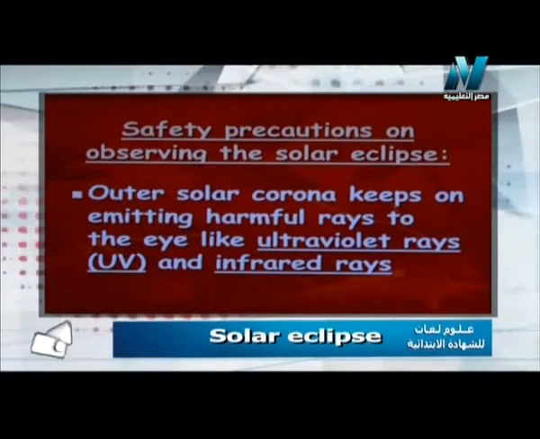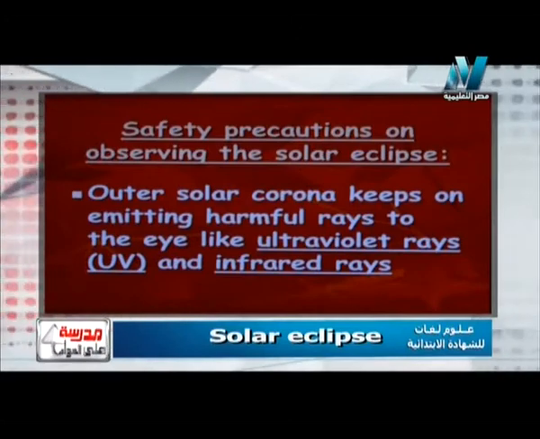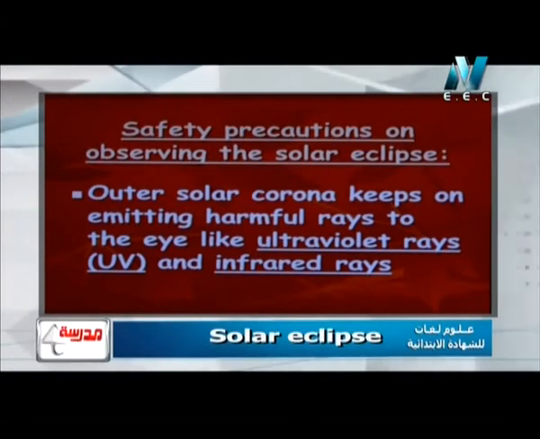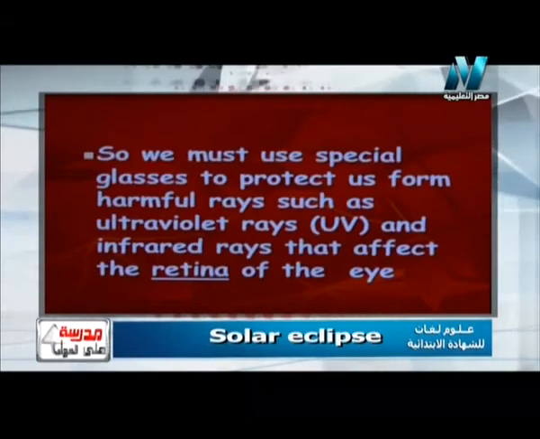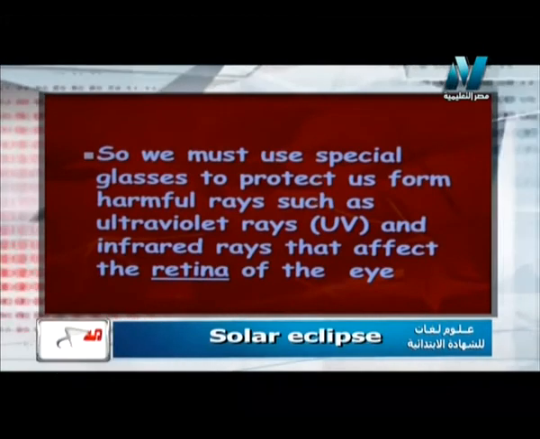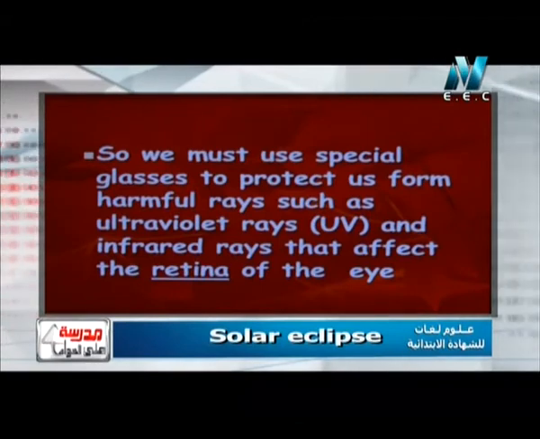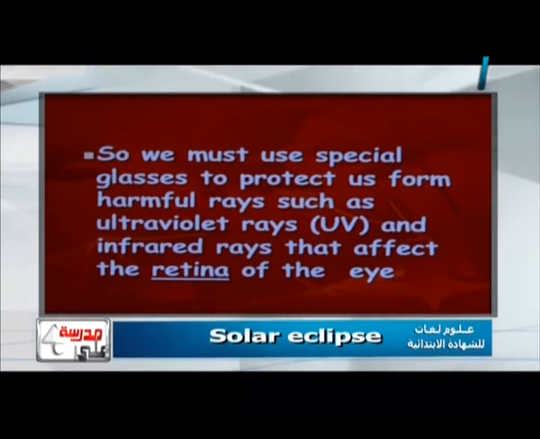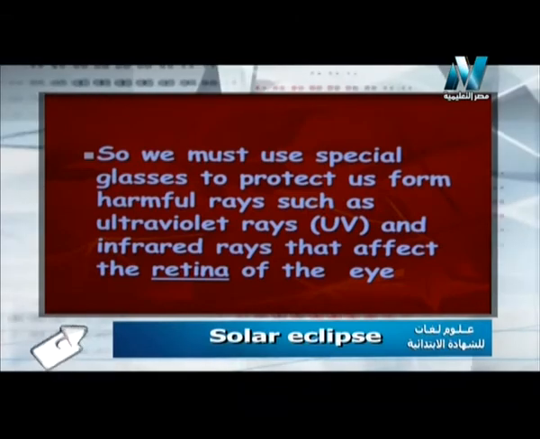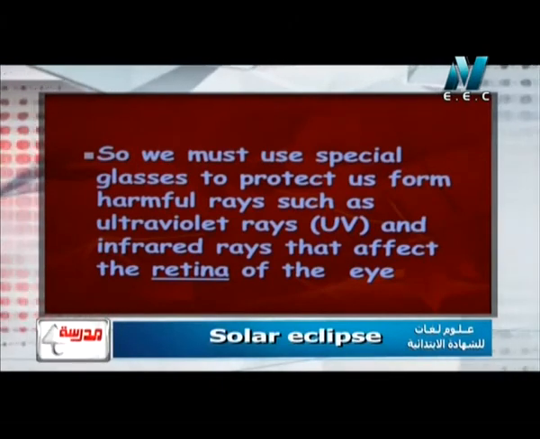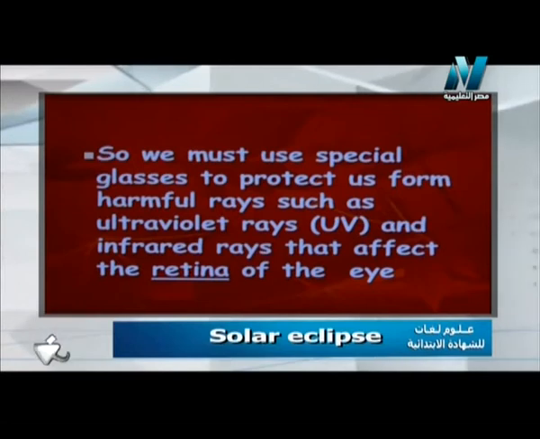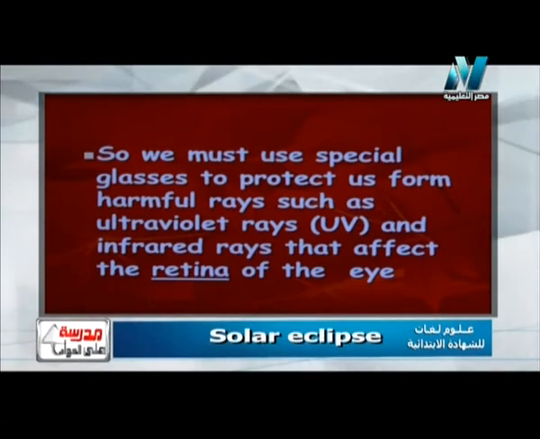So let's have a very important advice in this lesson. The outer solar corona keeps on emitting very harmful rays which we call ultraviolet or infrared, UV or IR as we know, and these rays may cause a very serious disease to the eye which affects the retina of the eye, so that we will lose the sight. So we must use special glasses to protect us from harmful rays such as ultraviolet rays or UV rays, infrared rays, which affect the retina of the eye.